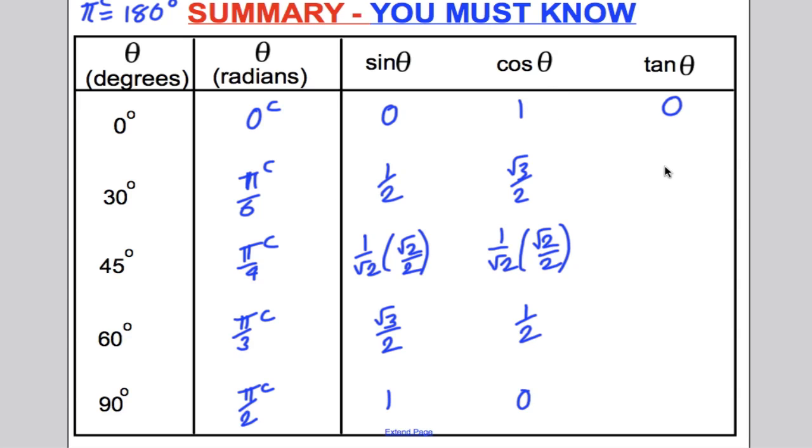Tan of 30 is equal to 1 over root 3, or if you rationalise it, root 3 over 3. Tan of 45 is 1. Tan of 60 is equal to root 3. And tan of 90 is undefined.